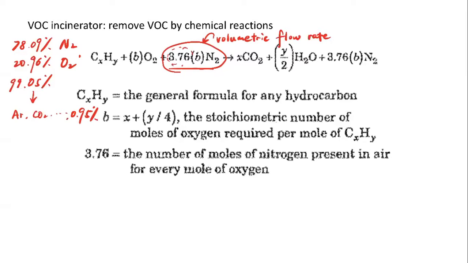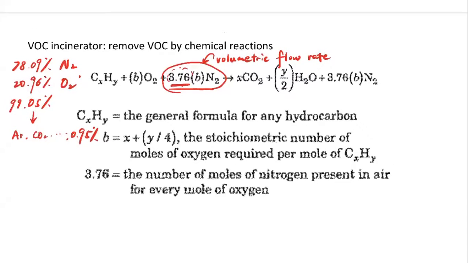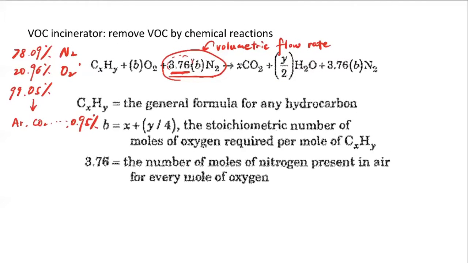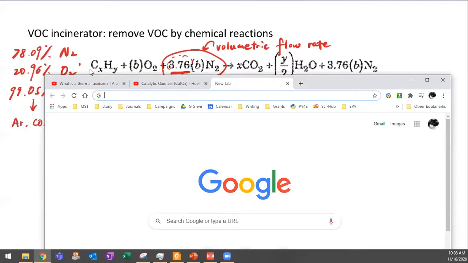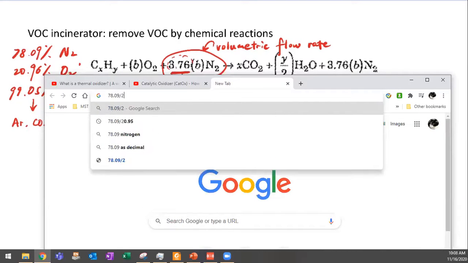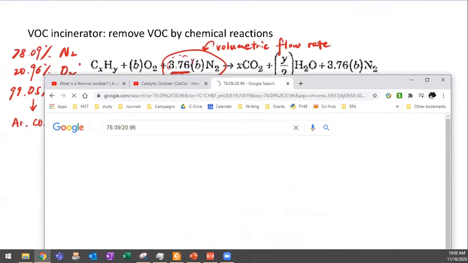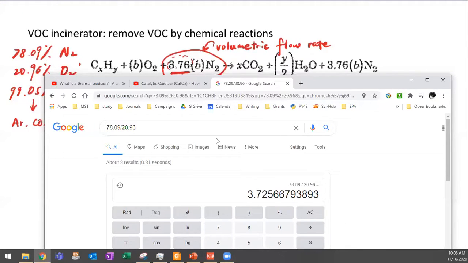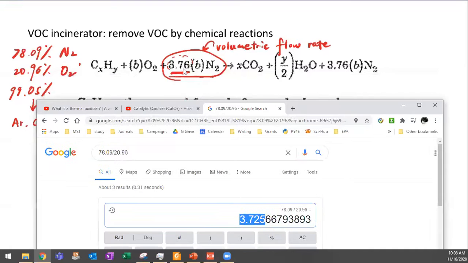So if you look at this 3.76 number here, if you do a calculation, I think we can just demonstrate. Do a calculation. If you directly use the ratio between 78 and 20.96, it is not 3.76, it is 3.72, 3.73, right? So basically this number here is not exactly the ratio between nitrogen and oxygen.